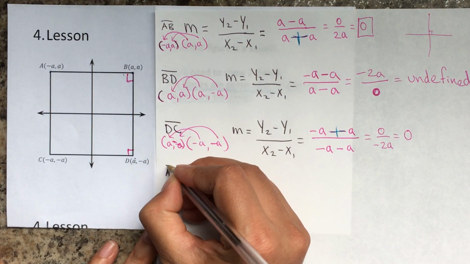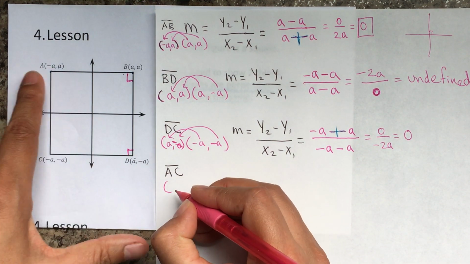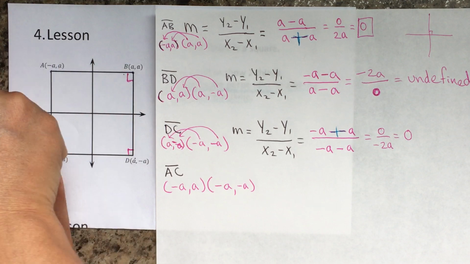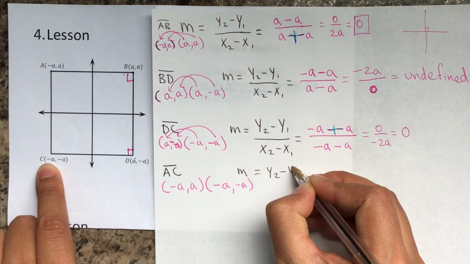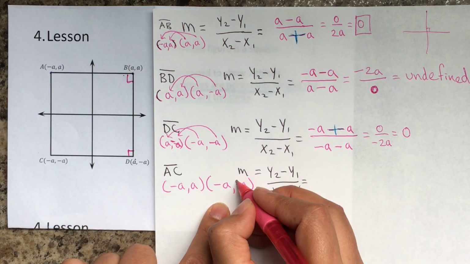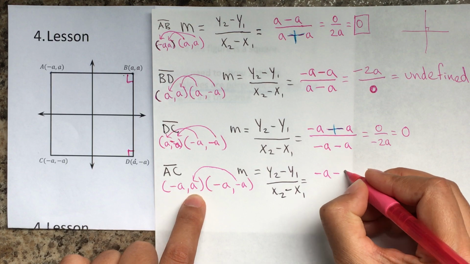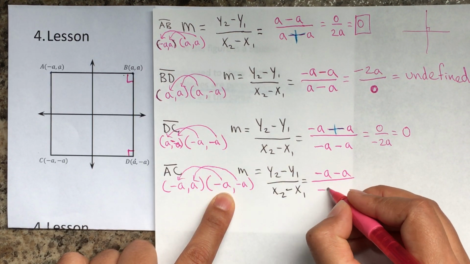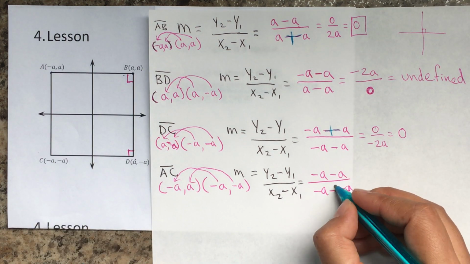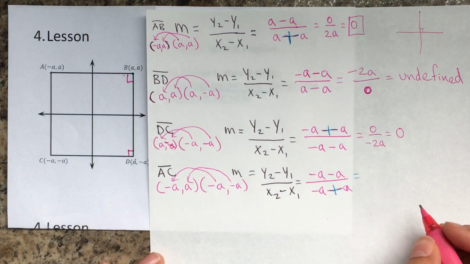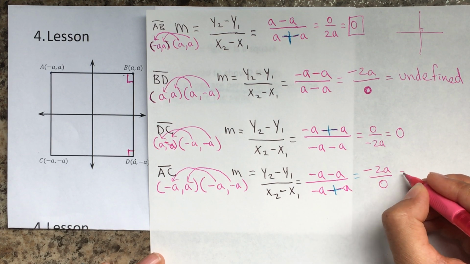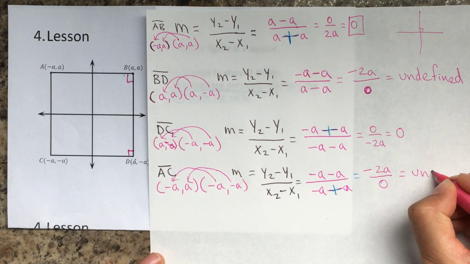We have AC or CA, it doesn't matter. The points are, for A, negative a, a, and for C, negative a, negative a, and so I proceed with my formula, which is m equals y2 minus y1 over x2 minus x1. Let's make a little song about it. So I start again, negative a minus a over negative a minus, from the formula, negative a in here. The negatives become a big plus, and so now I get negative 2a divided by negative a plus a, which becomes 0. I can never have a 0 in the denominator, that's undefined.